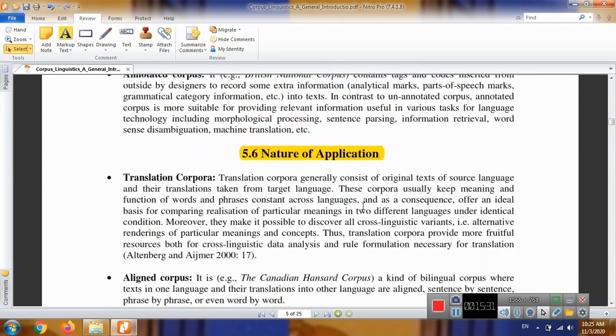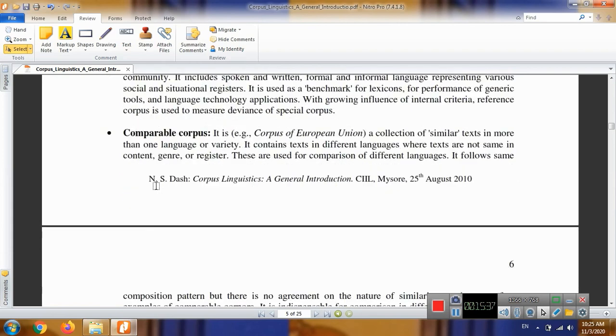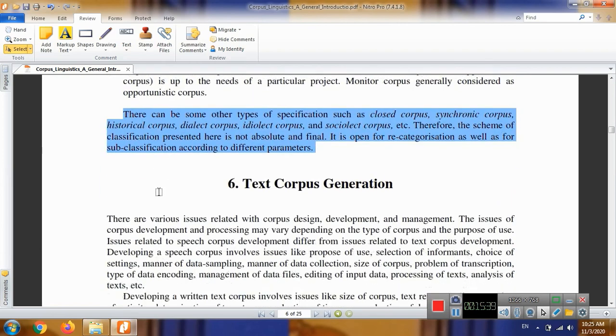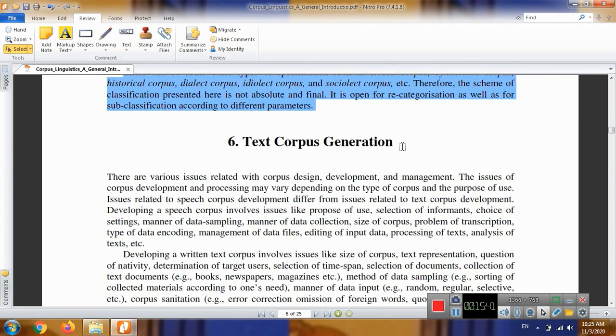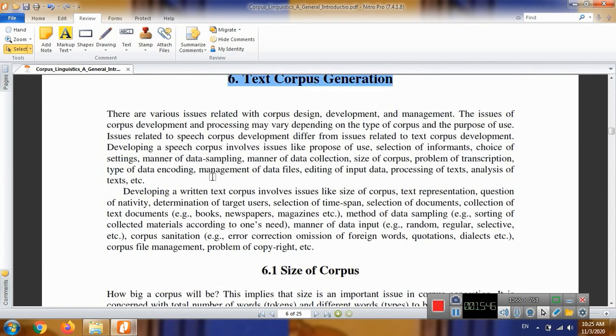Okay, we will become familiar with the nature of application. You should know these types of corpus, their features, and their examples. You should know them for the final exam. But what about text corpus generation?